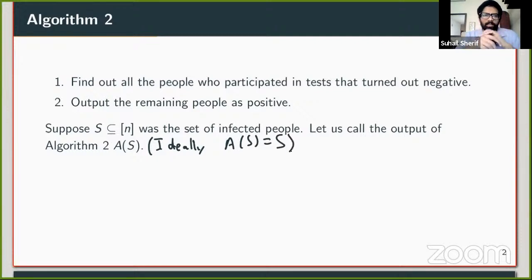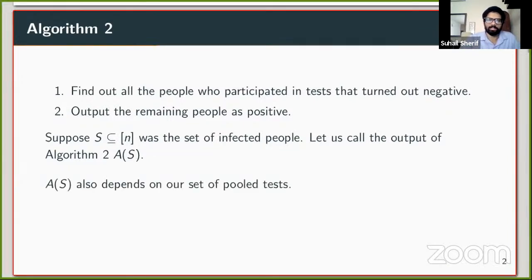Now, let's see what A of S depends on. A of S definitely depends on S, because based on the set of infected people, the output of the algorithm is going to change. If S was empty, if there were no infected people, then you would guess that A of S will also be empty. It need not be empty, but we would want it to be empty. The reason is that A of S also depends on which tests we have chosen. It depends on our matrix M. If we've chosen a bad set of tests, then it's possible that A of S is not equal to S. For example, in the example that Eeshan just showed, A of S would not have been equal to S in the last case.